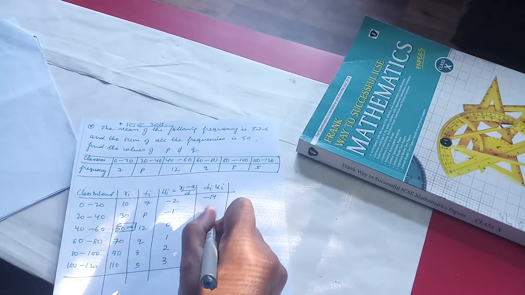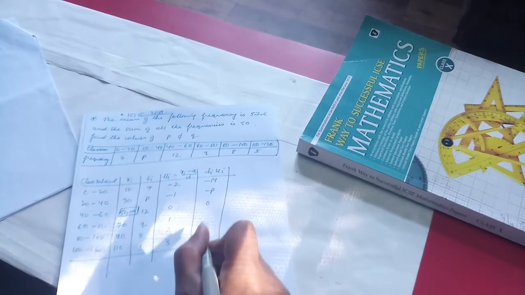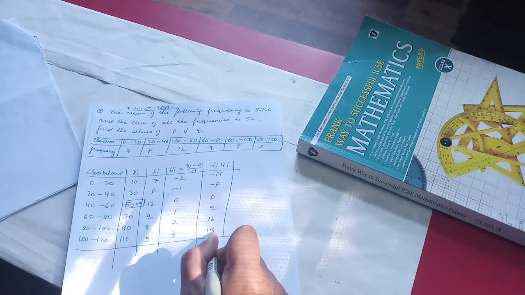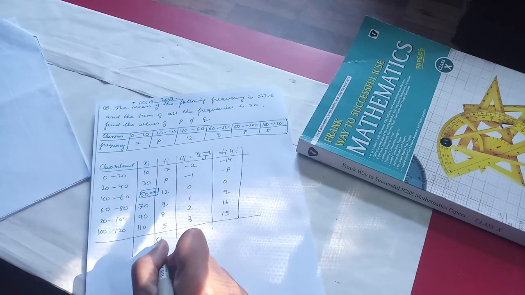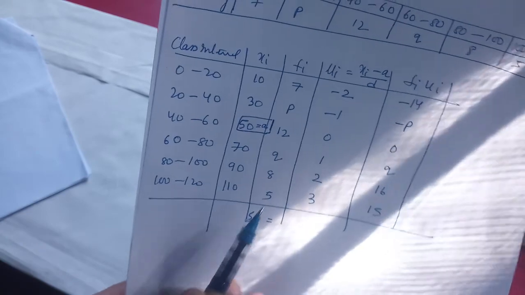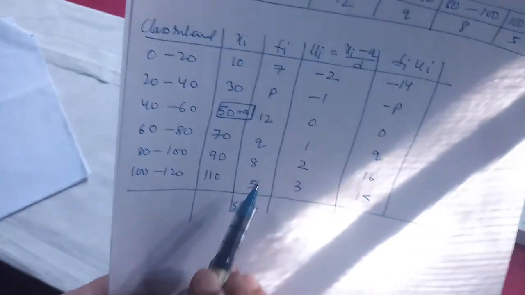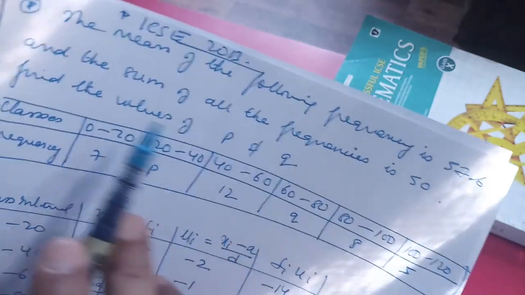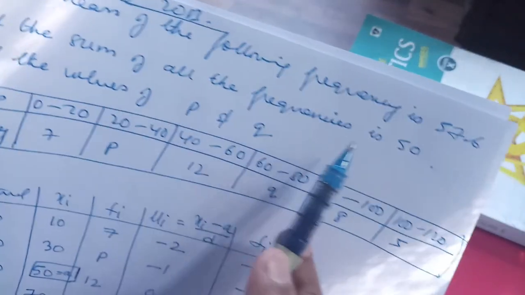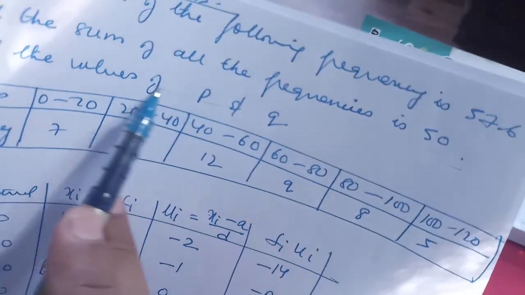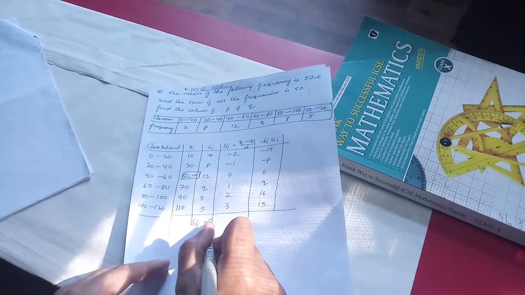14 minus p, 0. q into 1, q. 8 into 2 is 16. 5 threes are 15. Now if you see here summation fi, the sum of all the frequency, if you add here p plus q is unknown, but if you see in the question, the sum of all the frequency is 50. Check this sentence: the sum of all the frequency is 50. So here it is already given to you, 50.